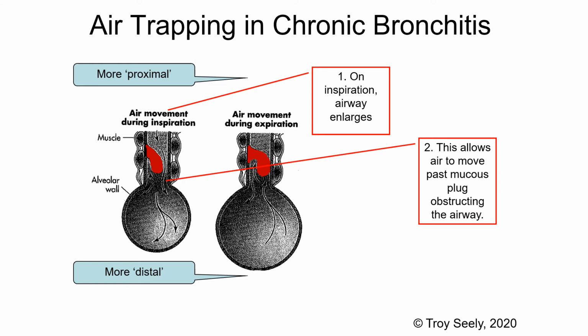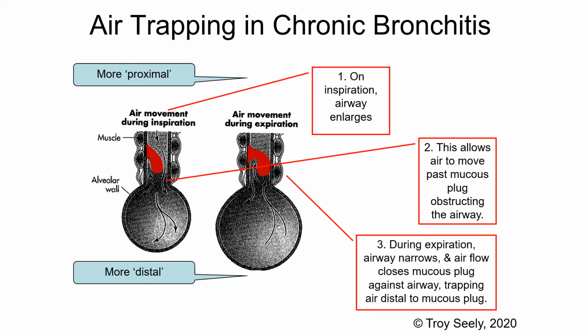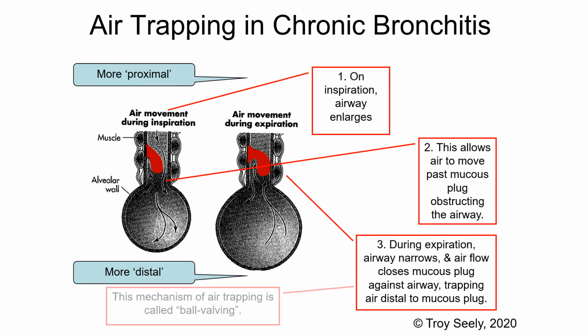So there's been mucus that is built up due to irritation, like we talked about on the previous slides. When air comes in, it moves past this plug. The problem is, during expiration, the plug now shifts. The airway narrows, airflow closes the mucus plug against the airway, and it's now trapping air distal to the mucus plug. So now the air is staying in. This mechanism of air trapping is called ball valving, and it's where the alveoli take up their size, more so as a ball, and if you were to place a valve at the very top, everything would be trapped within.